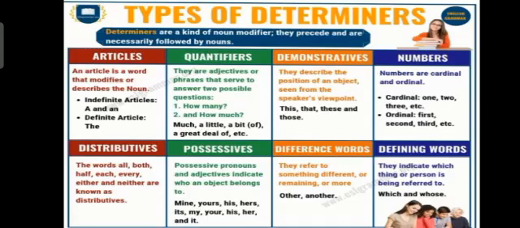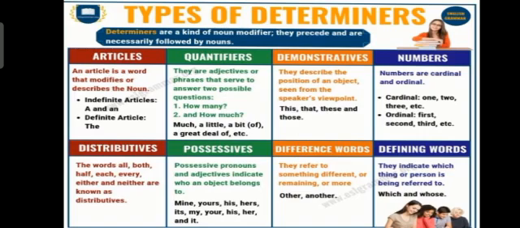Now look at types of determiners. Determiners are a kind of noun modifier, and they are necessarily followed by the noun. It is a must that determiners are followed by a noun. Now the types are article, quantifier, demonstrative, numbers, distributive, possessive, reference words, and defining words. Articles are determiners: definite article and indefinite article. As we know very well what definite and indefinite articles are, as we learned in our previous chapter, articles. The definite article is the, and the indefinite articles are a and an.